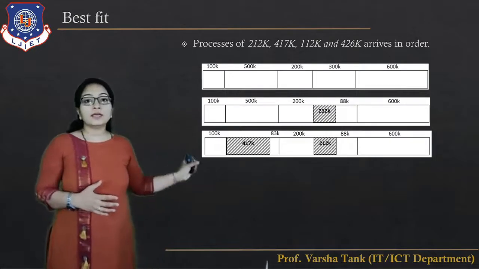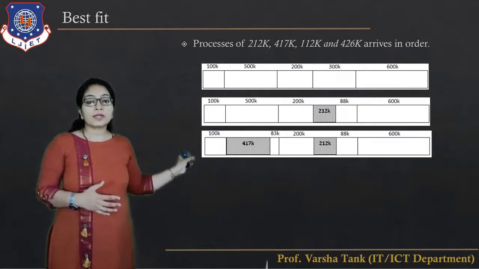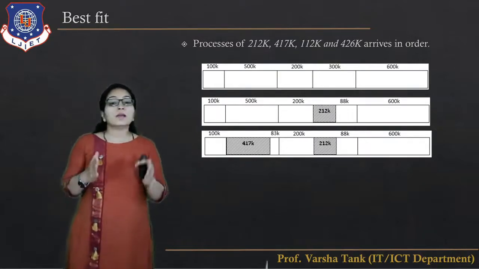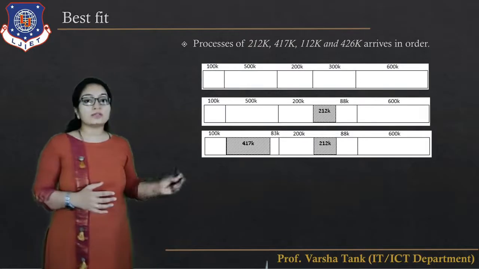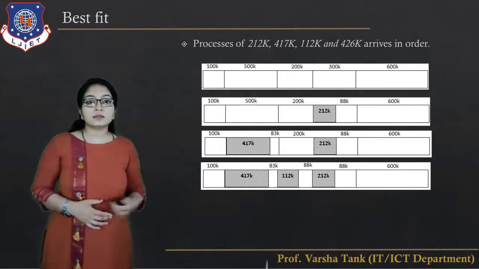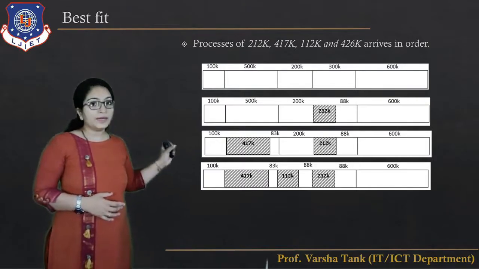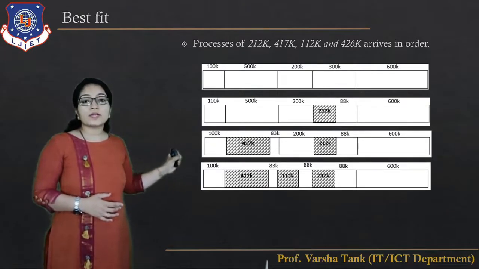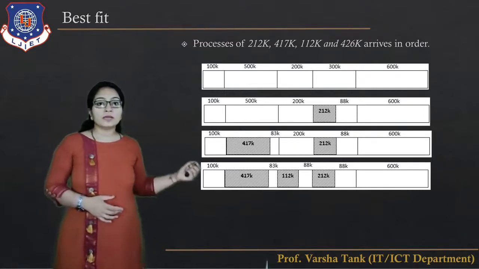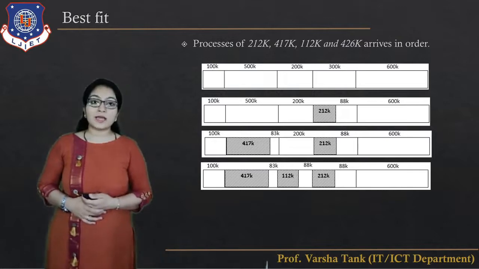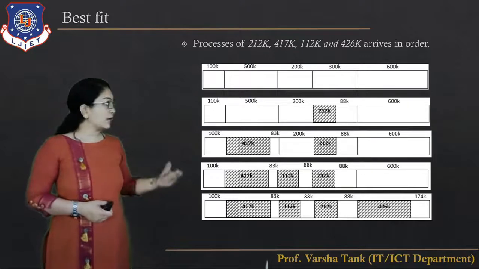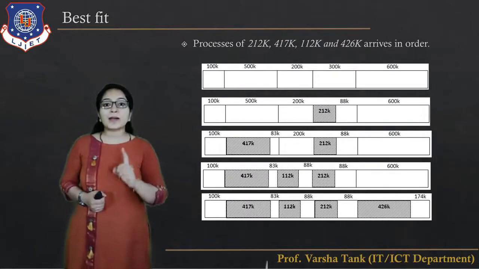Here you can see this will be allocated to the 500K block, which is able to hold the process, so that is why it is selected. And here again, the next process, 112K, also gets the chance and will be allocated to the 200K partition. Again there is an 88K free partition, and the next process is 426K. So this 426K gets the chance in the best fit.